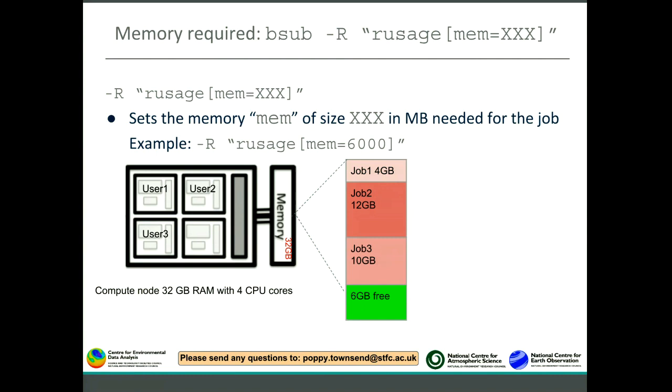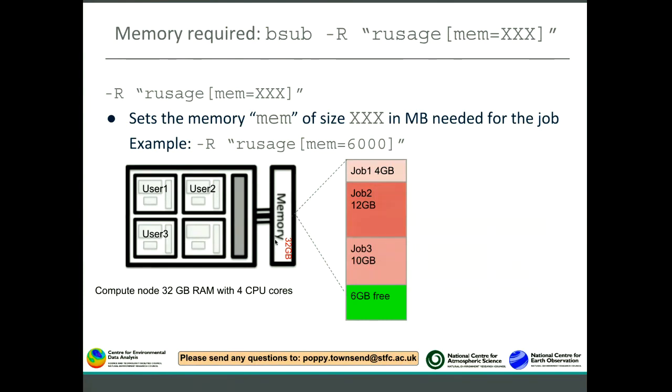So you can set it with the -R rusage flag as seen here. I'll give you an example. For example, user 4 wants to submit a job that uses 6,000 megabytes, shown here. So here we have just a compute node, a simple example. We don't have compute nodes with 4 cores, but it's just to simplify. So we have a compute node with 4 cores. 3 users are running on this compute node, and it has 1 core free.